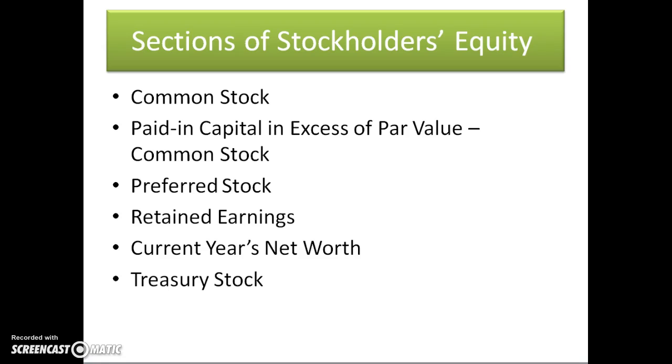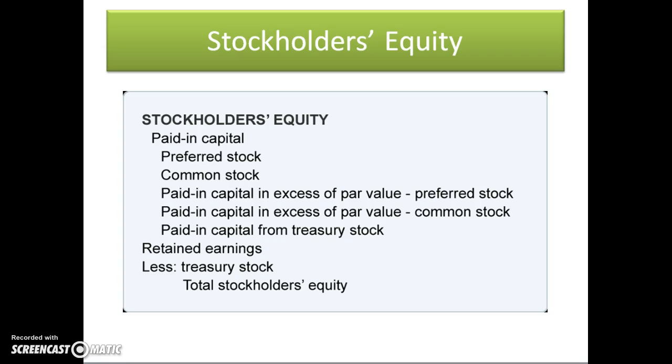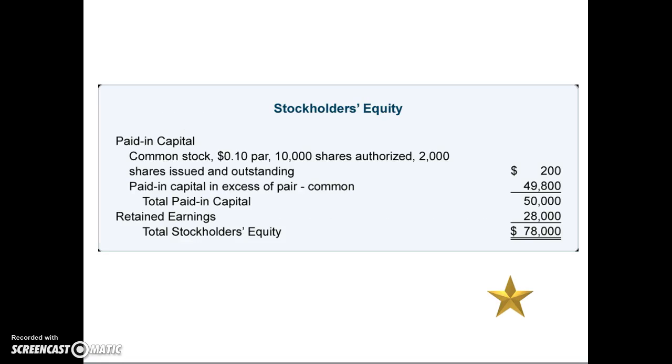Sections of the stockholders' equity include common stock, paid-in capital in excess of par common stock, preferred stock, retained earnings, current year's net worth, and treasury stock. Here is an example of what a stockholders' equity section would look like. And here's an example using the numbers.